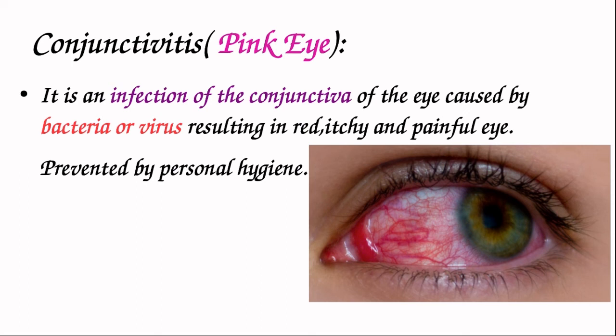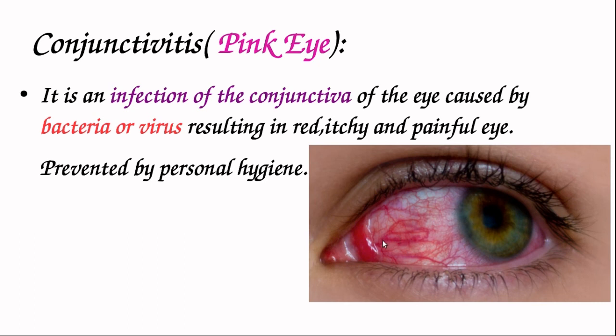Conjunctivitis, it is pink eye, and it is an infection of the conjunctiva of the eye caused by bacteria or virus. You know that this portion of the eye, except the cornea, the outermost layer, the sclera, is covered with a layer from the inner lining of the eyelid, and it is called conjunctiva. It produces mucus and keeps the eye from drying up.